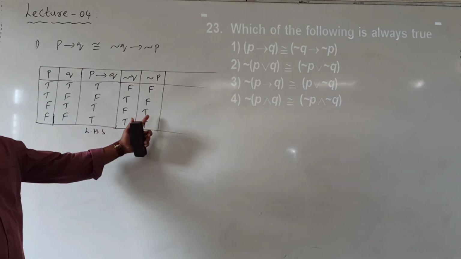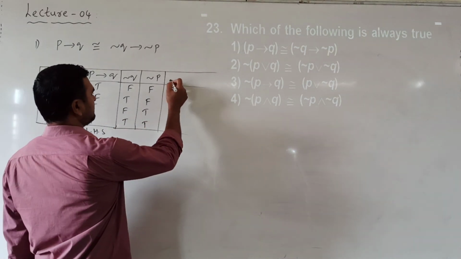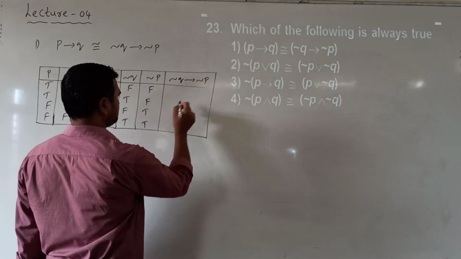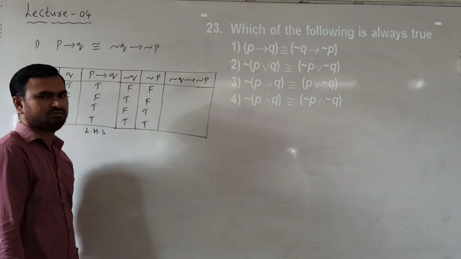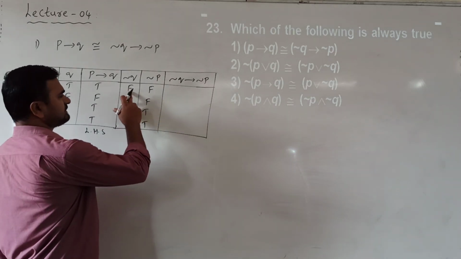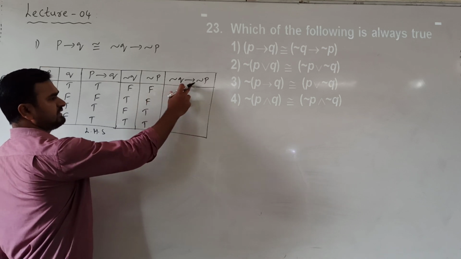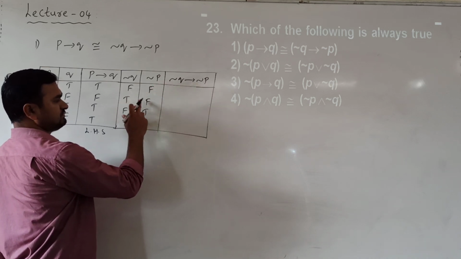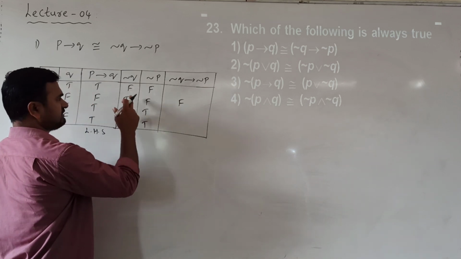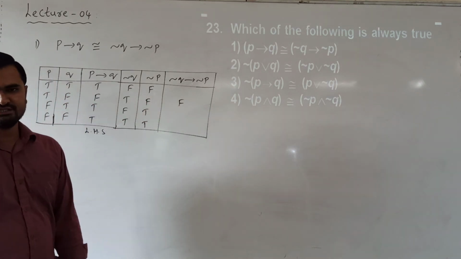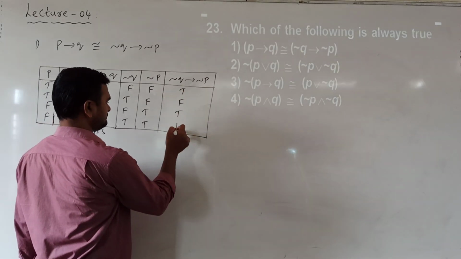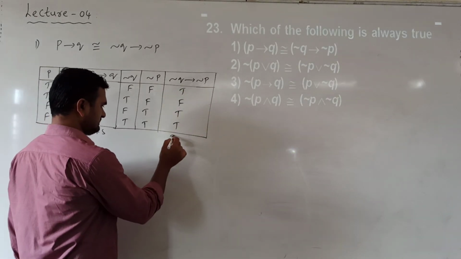Now for these two we need the implication, negation Q implies negation P. We know implication is false when the first statement is true and the second statement is false. Then the implication is false, and in the remaining cases it will be true. So this is the RHS.